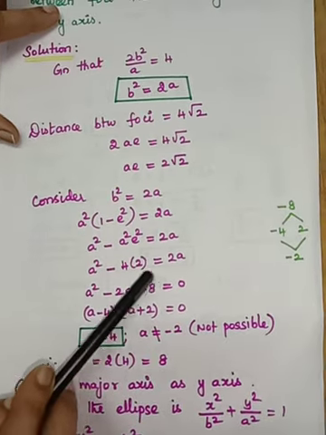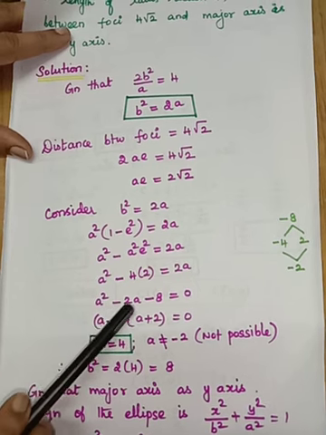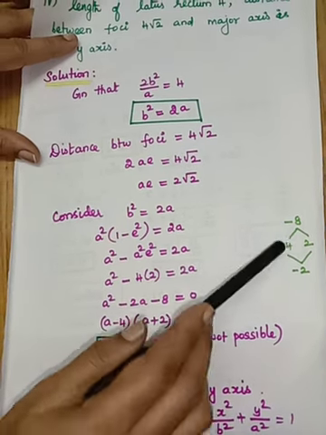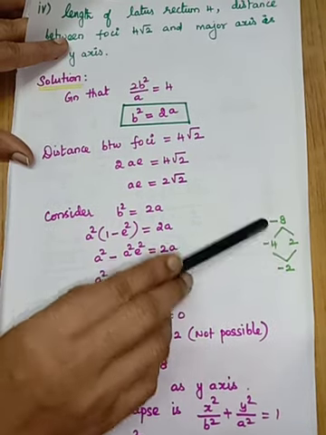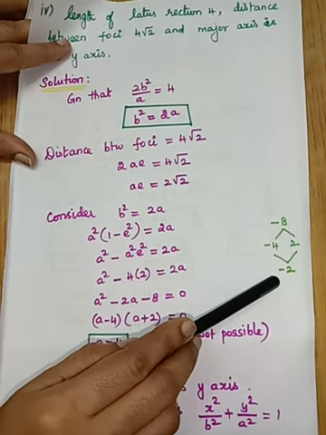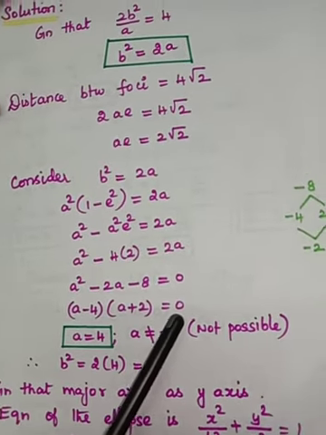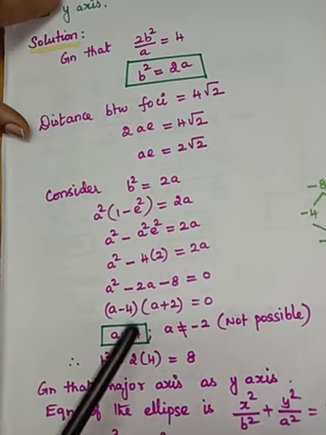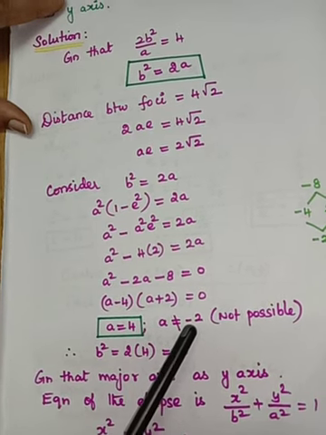While you are factorizing, the product of the two terms is minus 8 and the addition of those two terms is minus 2. So I'll take minus 4 and 2. Minus 4 into 2 is minus 8. Minus 4 plus 2 is minus 2. So here we can write (A minus 4) into (A plus 2) is equal to 0. So A is equal to 4. A plus 2 is equal to 0, when you equate to 0, A is equal to minus 2.